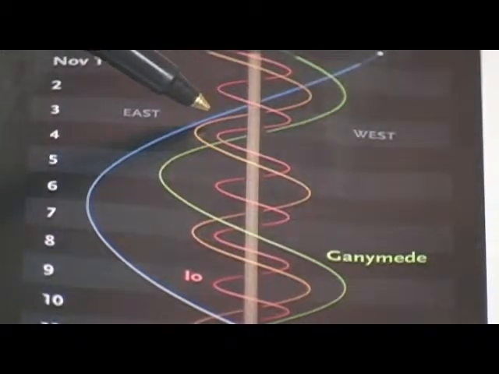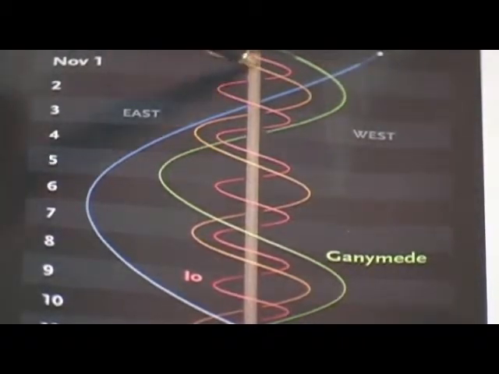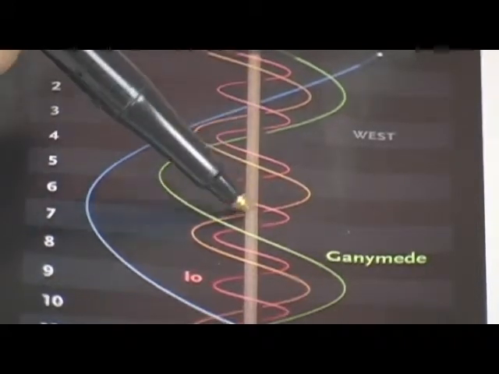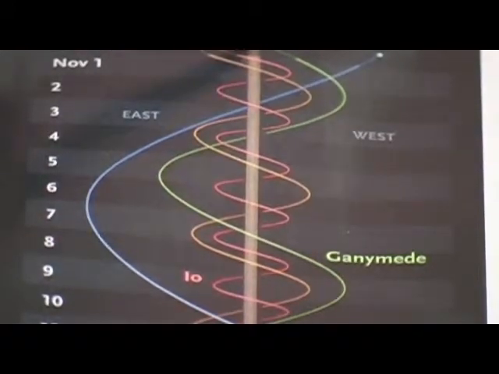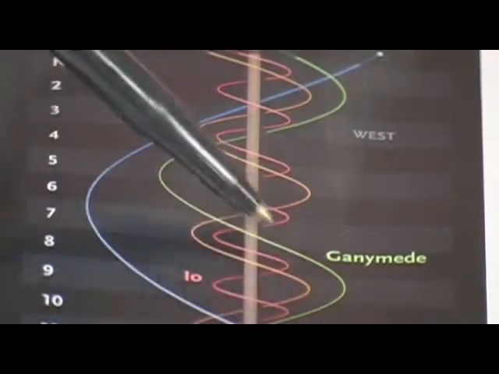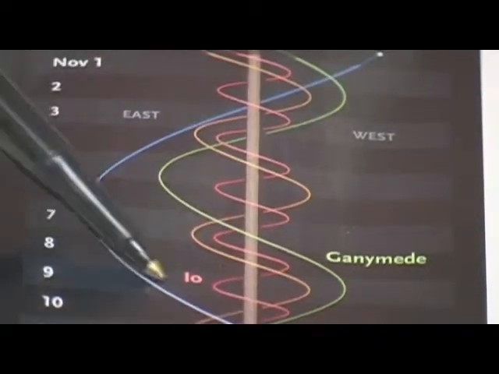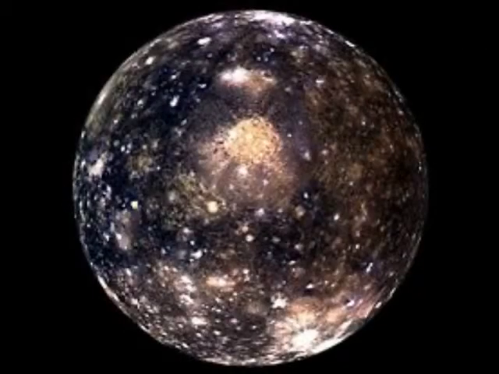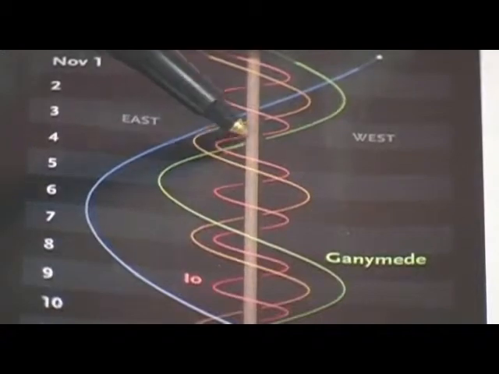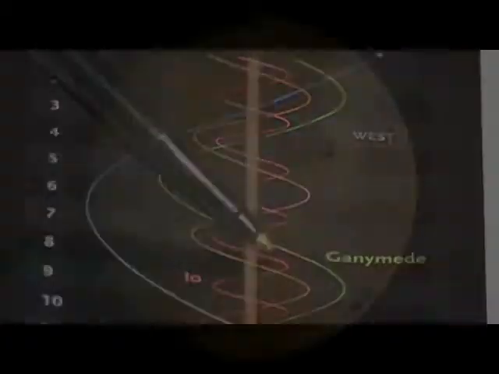And here's how you read it. You see this thick line down the middle? That's the diameter of Jupiter itself, okay? And each one of these wavy lines is a different moon. For example, this large wavy line here, this is Callisto, and the little tiny one that wiggles in and out and never gets very far from Jupiter, that's Io.